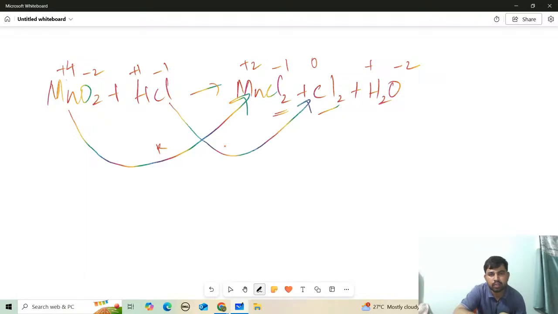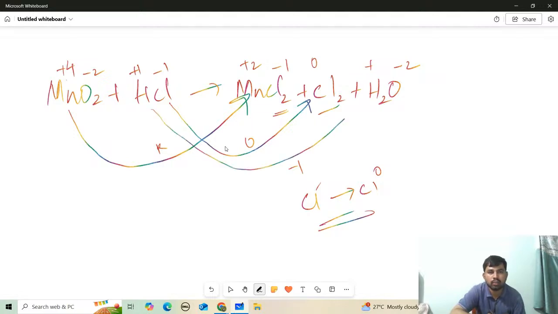Similarly, you can see this chlorine, where chlorine is minus one. So minus one to chlorine 0. What can we say about minus 1 to 0? It is called oxidation. Similarly, you see hydrogen is the same only. Hydrogen is positive, they are also positive only. O is minus 2, it is also minus 2 only.